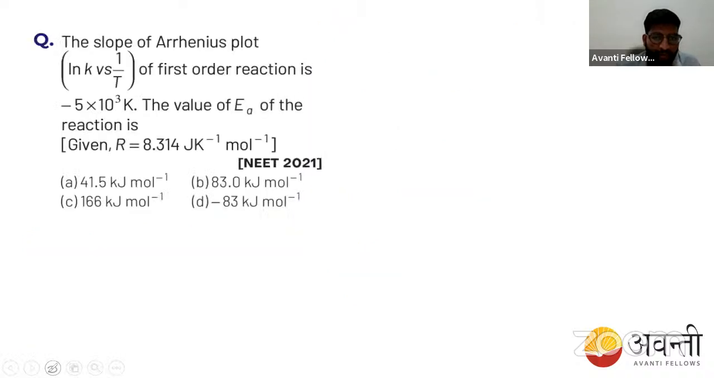Question number 2, which came in NEET 2021. The question says that the slope of the Arrhenius plot, which is natural log of K versus 1 upon T, we discussed that yesterday, for a first order reaction is minus 5 into 10 to the power 3 Kelvin. This is the value of the slope. So the value of Ea of the reaction, we have to calculate the activation energy.